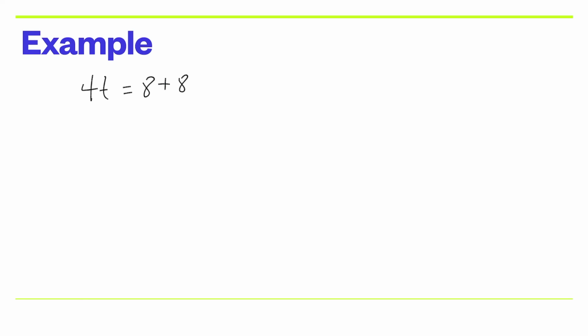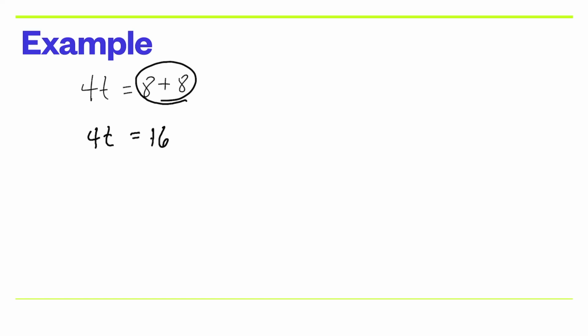So we are going to ask ourselves again, what can I solve? And I can solve 8 plus 8, so I'm going to get 16, and that means 4 times t equals 16. I need to isolate the variable, and I am presented with multiplication, so I need to follow axiom 4.